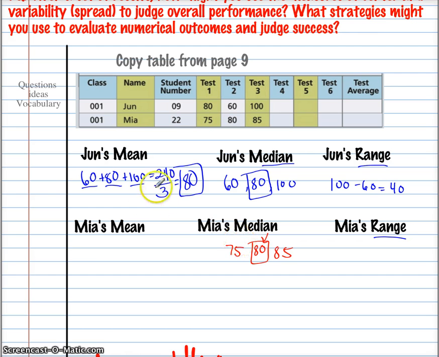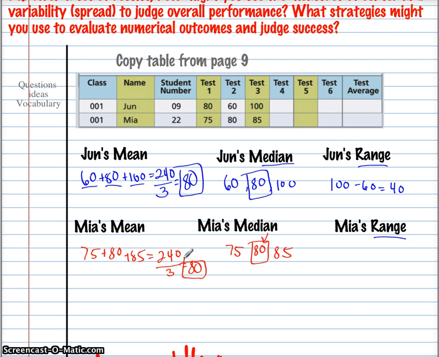Okay. The average, I'll add them up. 75 plus 80 is 155. 155 plus 85, that's 240. We'll divide that by 3 again. And our average is 80 again.